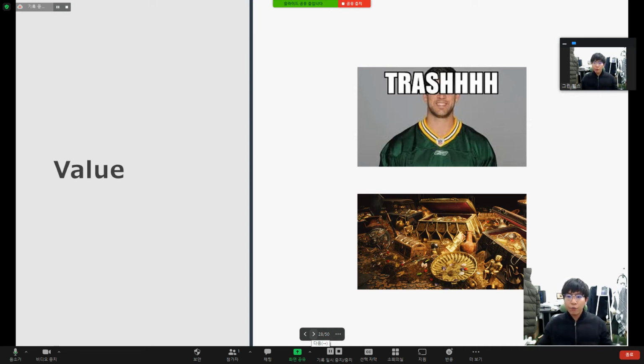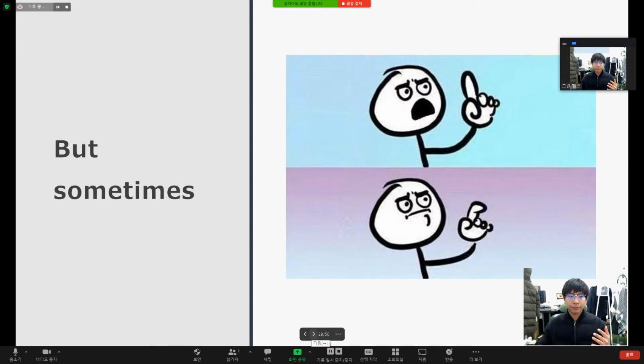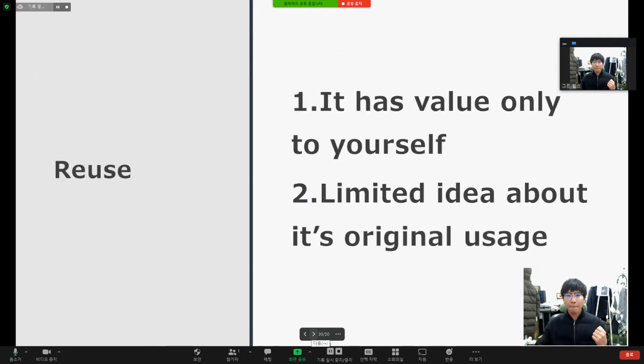It's very useful, but people just don't want it. It can be something that has value for you. And then we have to think about one more thing. Sometimes when you reuse something, it only has value to yourself. So the second problem is a limited idea about its original usage.